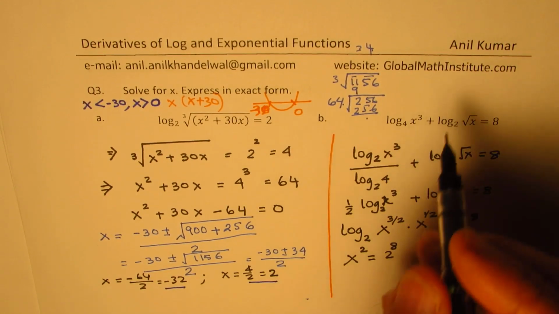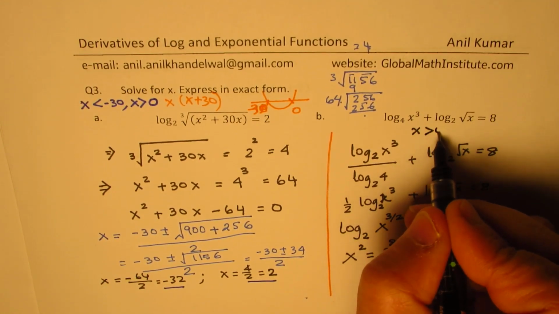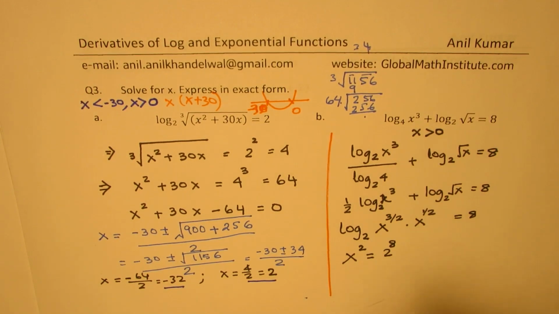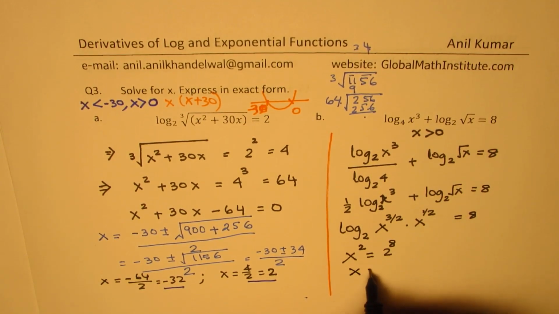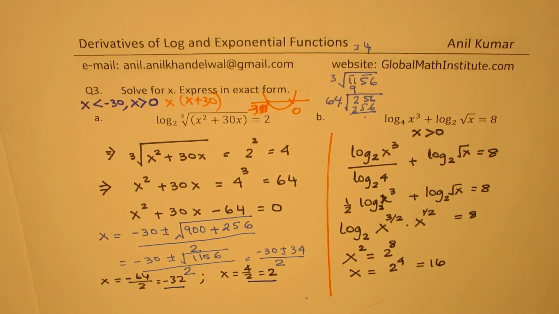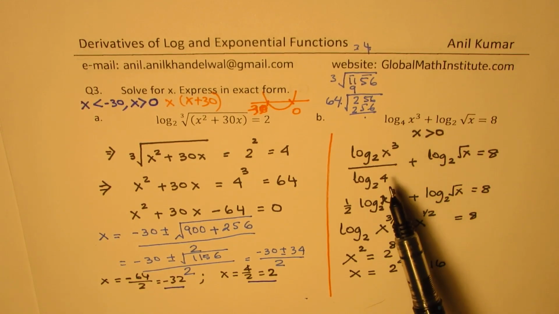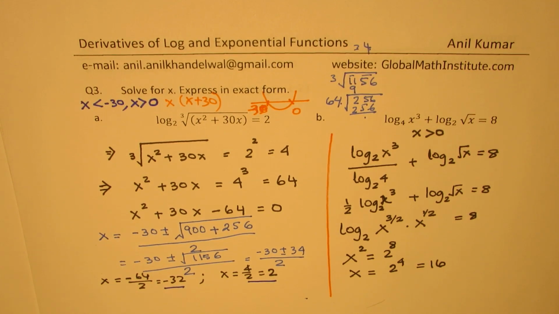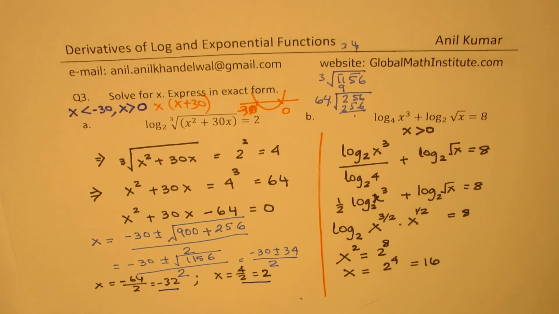Now in this particular part, x is greater than 0 is our domain. So the solution will be x is equal to 2 to the power of 8 by 2, which is 2 to the power of 4, and so we get 16 as our answer. I'd like you to understand this calculation. We first changed the base to 2 and then applied the logarithmic properties to combine and find the solution. So x equals 16 becomes the solution of this particular question.